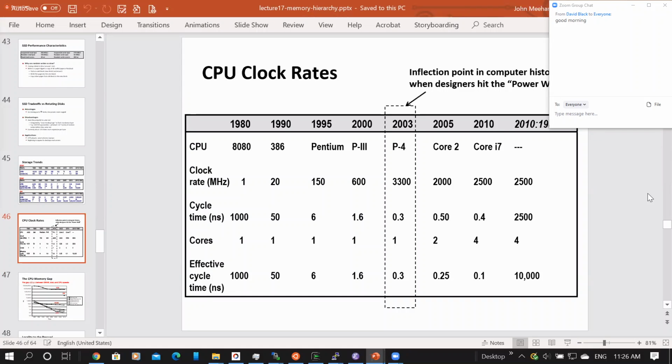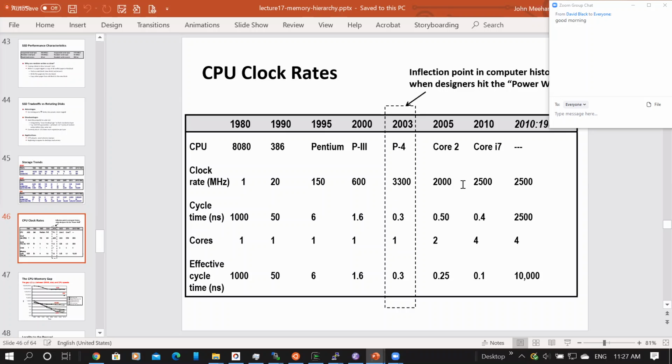If you look at the CPU rates over time, back in 1980 on an 8080 processor, a precursor of an 8086 processor, you're looking at about 1 megahertz, cycle times of 1,000 nanoseconds because it's 1 megahertz, right? And then you get all the way over here to 2003, a Pentium 4, you're looking at 3.3 gigahertz, right? So that's 3,300 times faster in that 23-year period. Got cycle time down to 0.3 nanoseconds, and it had one core.